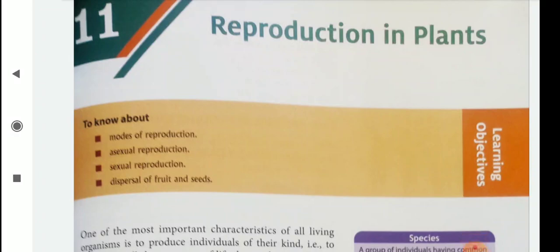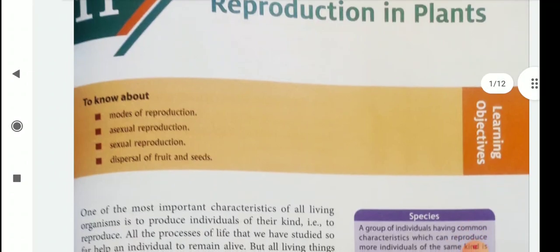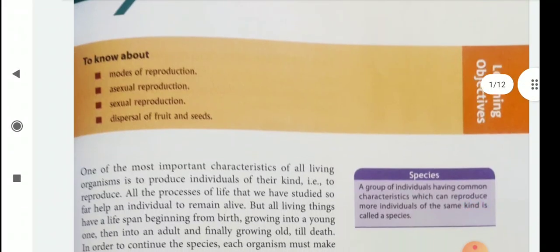Children, today we will read about a new chapter, that is chapter 11, Reproduction in Plants. So children, open your book and see page number 173. In this chapter, we will discuss modes of reproduction, asexual reproduction, sexual reproduction and dispersal of fruits and seeds. So children, do you know what is reproduction?